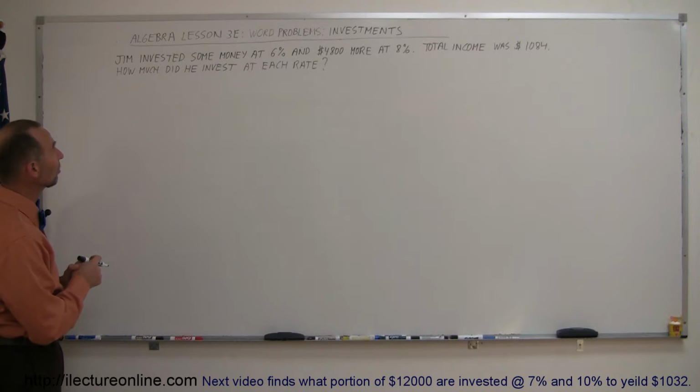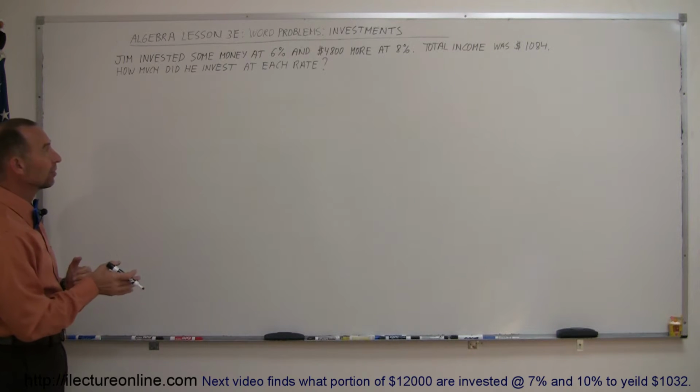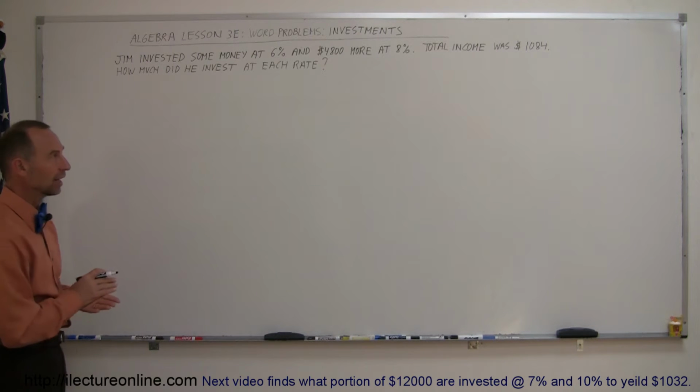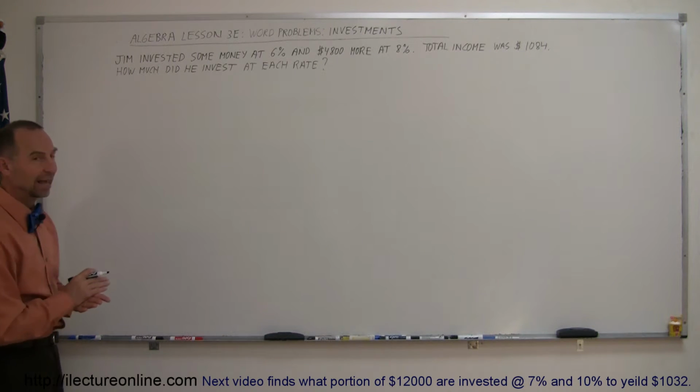It says Jim invested some money at 6% and $4,800 more at 8%. His total income was $1,084. How much did he invest at each rate?